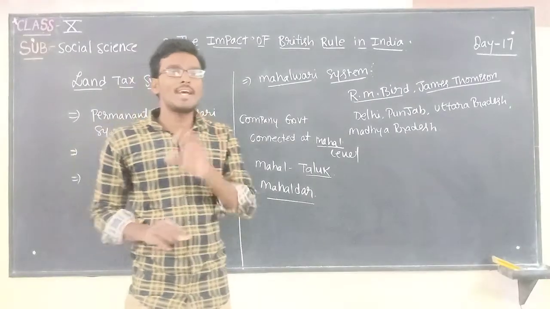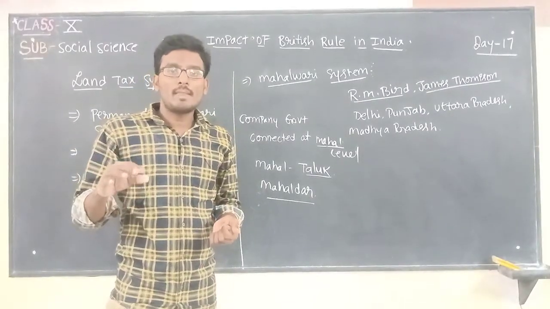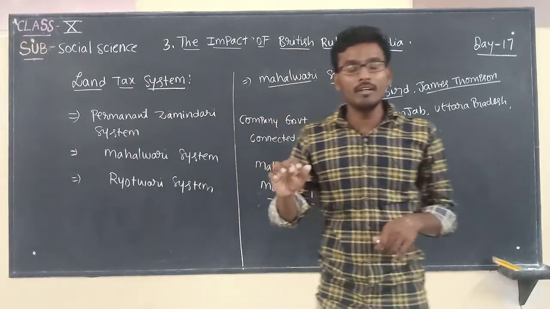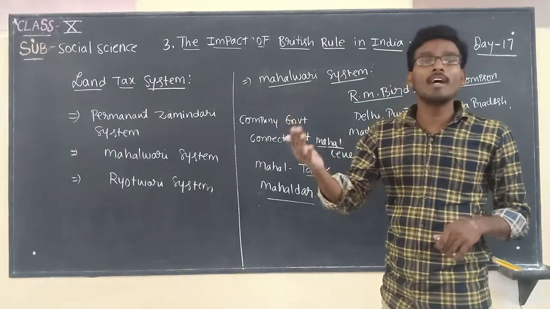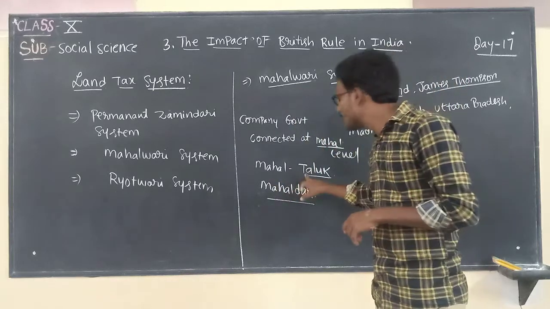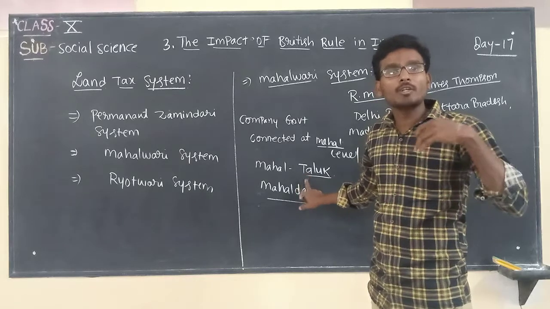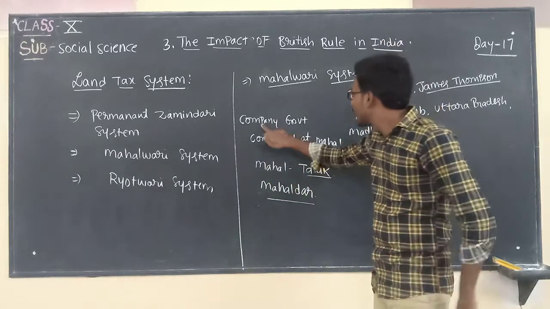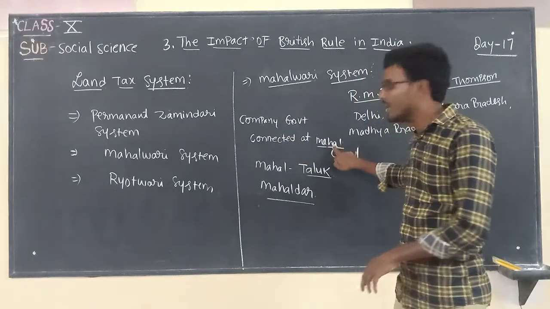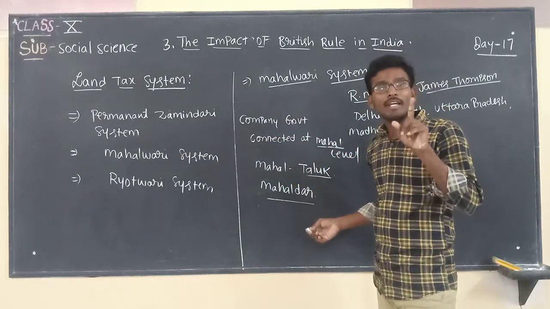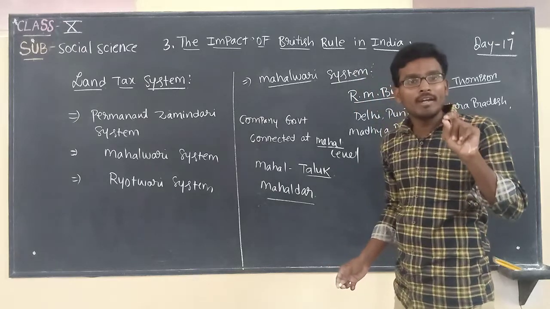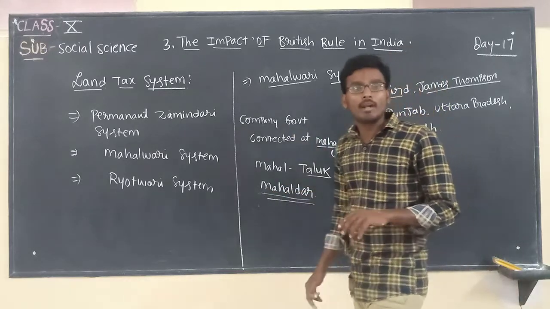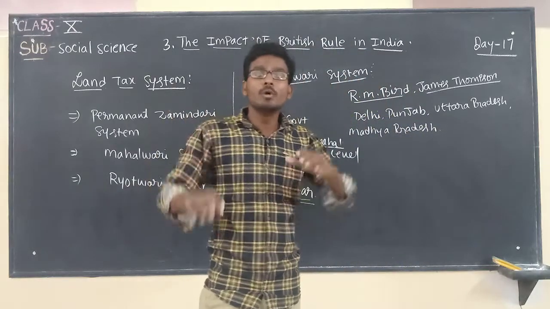In this kind of system, the East India Company government decided the land tax to be more than the production. If the zamindars in a particular mahal were unable to pay land tax to the British, their ownership would be cancelled. Children, very very important point. Company government connected directly at a mahal level. Mahal means one taluk. For each taluk, one person is appointed to collect land tax, known as Mahaldar. And the land tax was decided more than the production.